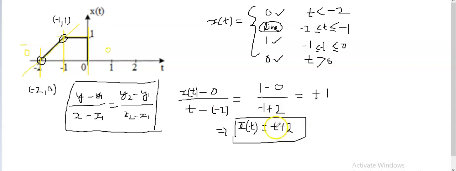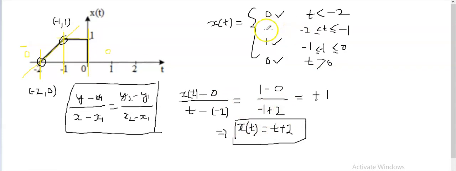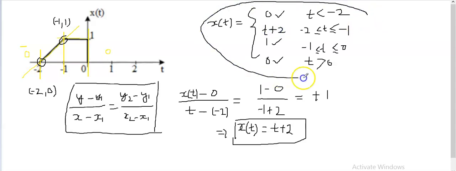Okay, so that when t is minus 2, its value is 0, and when t is minus 1, its value is 1, so that it is satisfying this. So here we can write t plus 2. So this is how x(t) is defined mathematically.